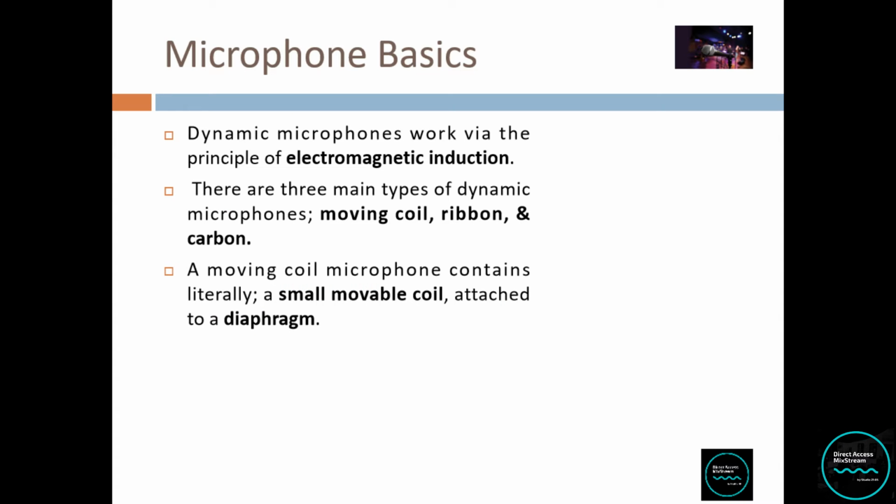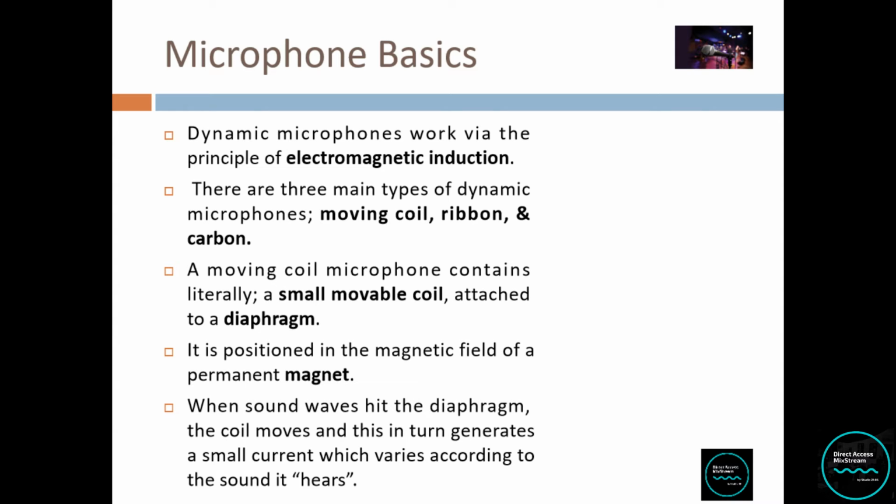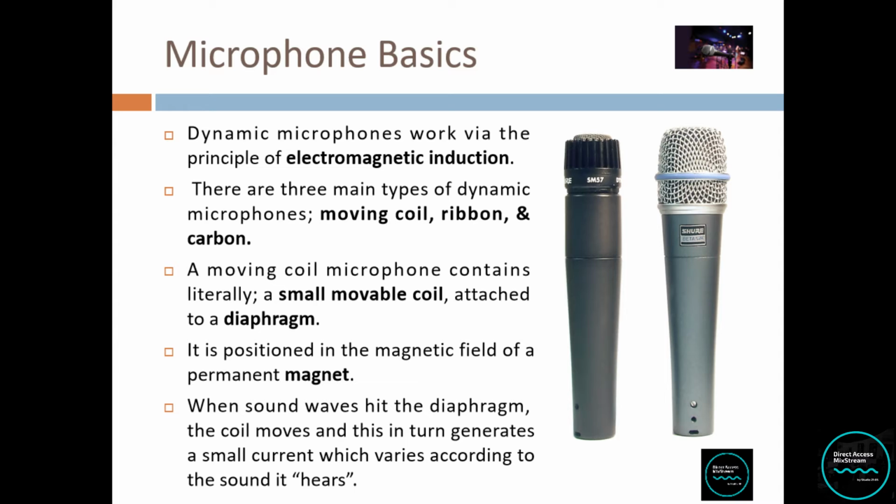So a moving coil contains literally a coil. It looks like a spring attached to the diaphragm. So it's positioned in the magnetic field of the permanent magnet. You have the coil, and then you have a magnet in the middle. So when sound waves hit the diaphragm, because the diaphragm is attached to the coil, it moves, and this in turn generates a small current. So the current varies according to the sound that it hears. So these are images of very iconic ones. Here you have the Shure SM57, and there it's the Beta 52, okay?